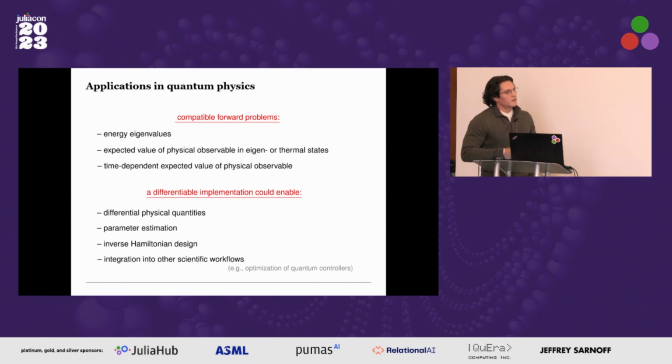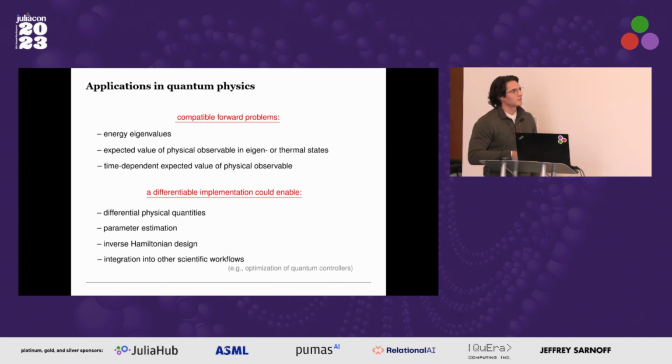Now, if we introduce these approximations and flow these coefficients, that will lead to some restrictions. In particular, we cannot access the eigenstates anymore because we are restricted to this reduced subspace, and as soon as we leave it, this computation becomes intractable. But there are still a number of forward problems which are compatible with this procedure. Namely, we can still calculate all of the energy eigenvalues, and more generally, we can calculate expected values of physical observables in eigenstates or thermal states, as well as time-dependent expected values.